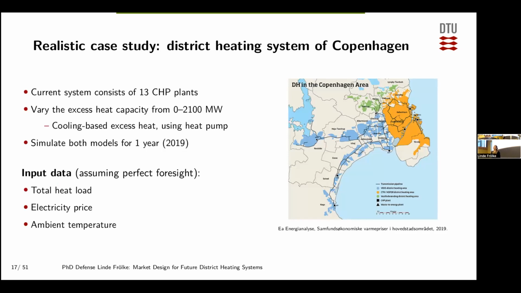We do that in a realistic case study of the district heating system of Copenhagen, which currently consists of 13 combined heat and power plants, and we add to that a variable amount of excess heat. And here we're assuming it's cooling-based excess heat using heat pumps. And we simulate both the market participation model and the self-scheduling model for a full year. As input data, we use the total heat load of this system, the electricity price, and also the ambient temperature. And for all of these inputs, we're assuming perfect foresight.